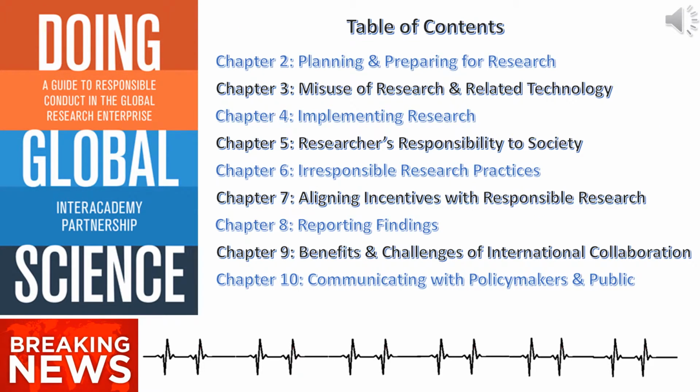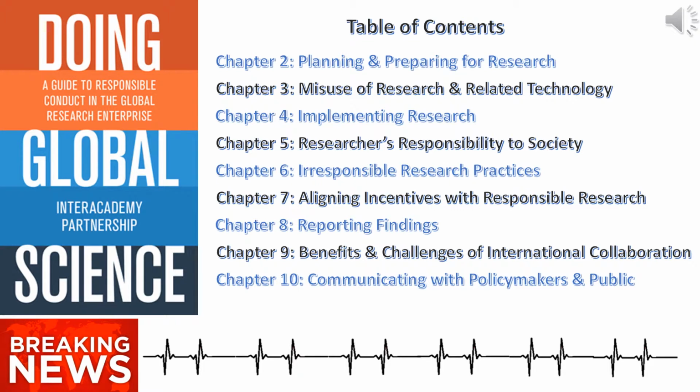The guide is divided into 10 chapters following the research process. The even-numbered chapters deal with issues related to the process of conducting research. So, Chapter 2 covers planning and preparing for research. Chapter 4 discusses implementing research. Chapter 6 addresses unethical and irresponsible research practices, while Chapter 8 presents reporting your findings, and finally Chapter 10 discusses communicating with policymakers and the public.